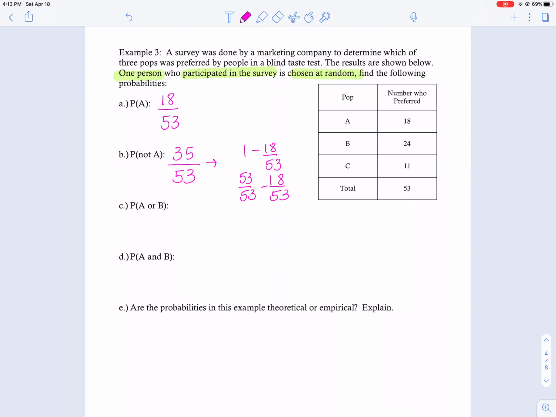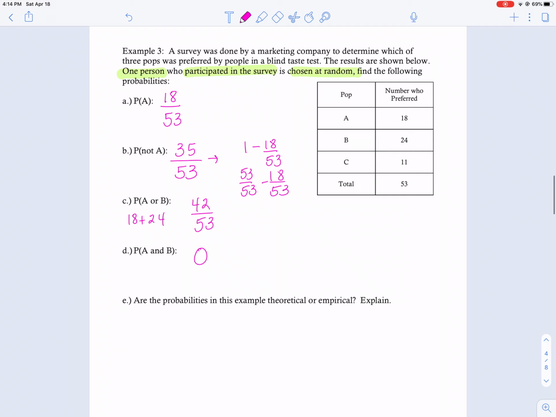Okay, what's the probability that you get an A or a B? Well, A or B, you're going to add up A, 18, and 24, which would give you 42 out of 53. What's the probability that you chose one person at random and you get A and B? Never. That's never going to happen. One person would either be A or B. So A and B is not going to happen, 0.